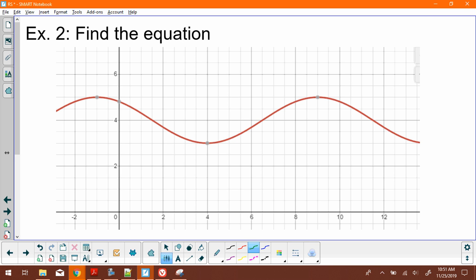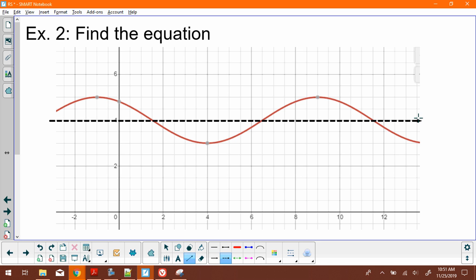Again, I'm going to start kind of going through them backwards, but I'll start with the center line. The center line looks like it's right here on this graph, and I kind of missed. So we'll try that again. My center line appears to be right along here, and that's occurring at 4. So that means I have a vertical shift of 4.